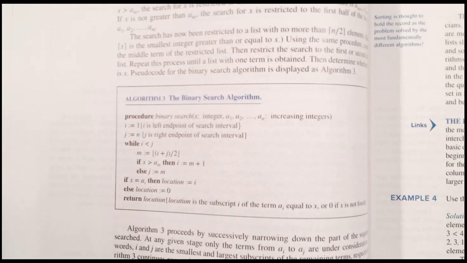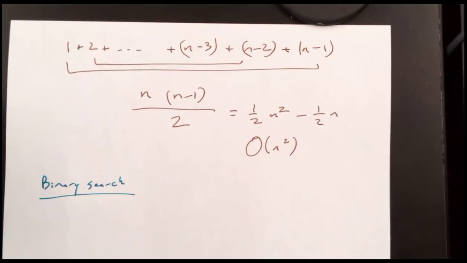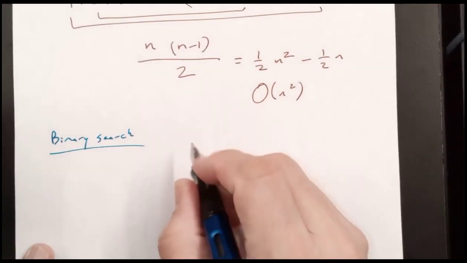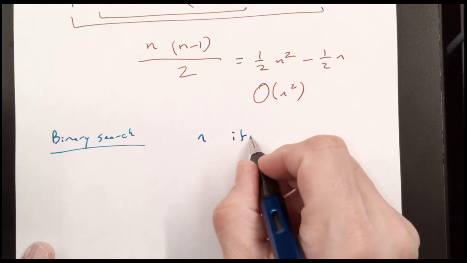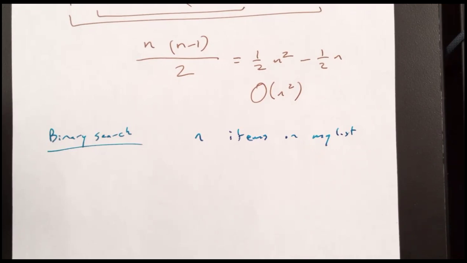And then I did that again, right? That's what the binary part of this binary search is. I keep cutting the list in half. So let's suppose I start with n items. I go through the list, the loop once. How big is my new list? N over 2.